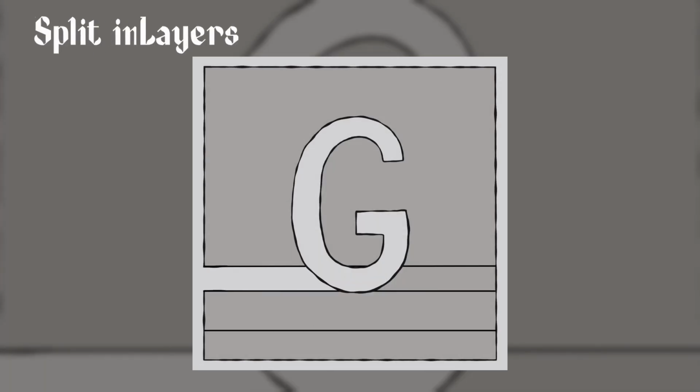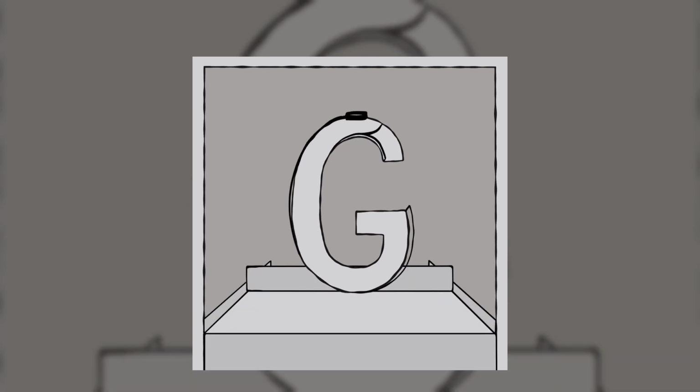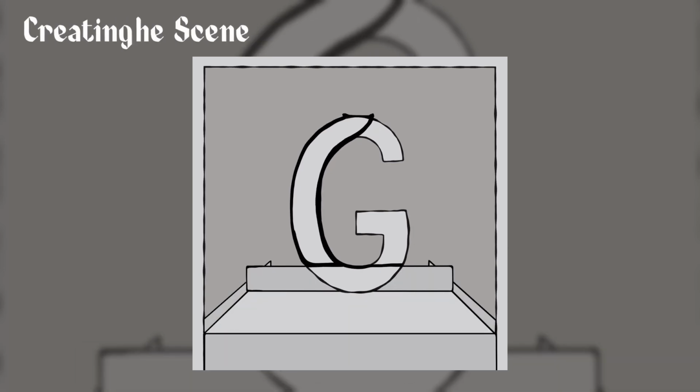Since the animations are all based on existing drawings, the first thing that I do is to split the elements out into layers. Once I have come up with an idea of how I want the animation to look, I start creating the scene and the elements around that.